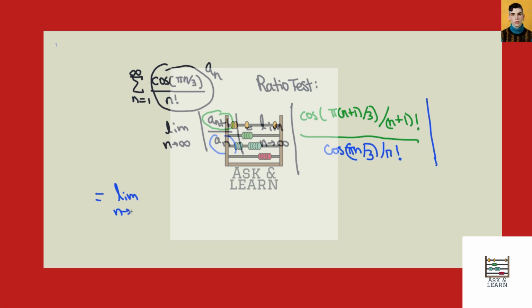And when we do that, let's see here. So we'll have cosine (n plus 1) pi over 3 over another cosine, and then n factorial, and then (n plus 1) factorial. So let's simplify these separately.